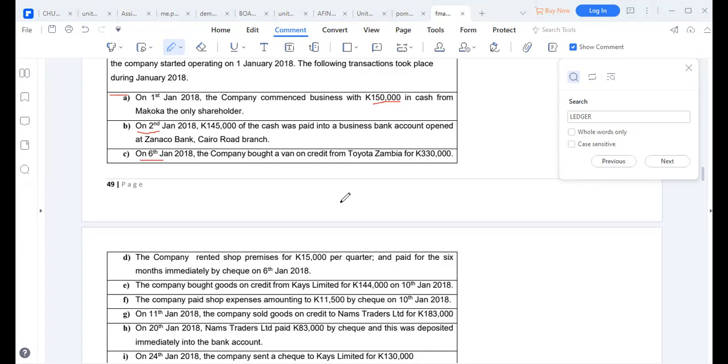Very good. So what it is, how to write the accounts, because we have not yet paid Toyota Zambia, we are still indebted to them. So we need to keep them in our books. So the 2 accounts are Motor Van and Toyota Zambia. Right. Now, which account there is a giver? Which account is a receiver?